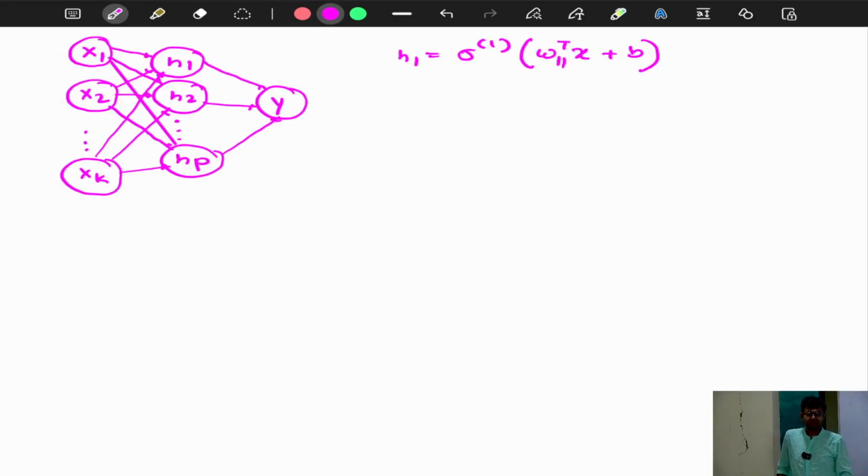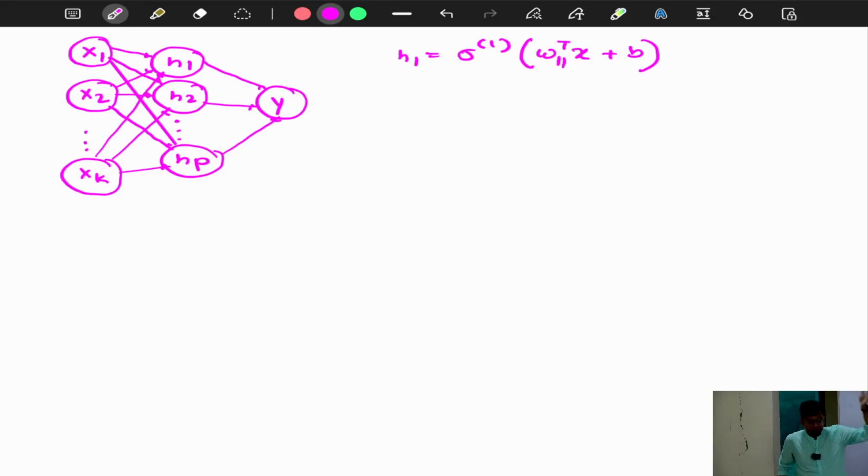Why does sigma have an index? Correct, because there might be a different sigma going from H to Y also, so it is generally varying. Within a layer it need not vary. In most cases we do not vary it within a layer.